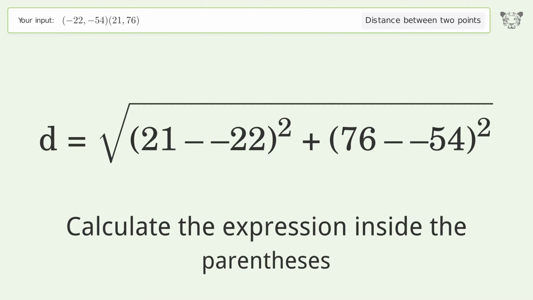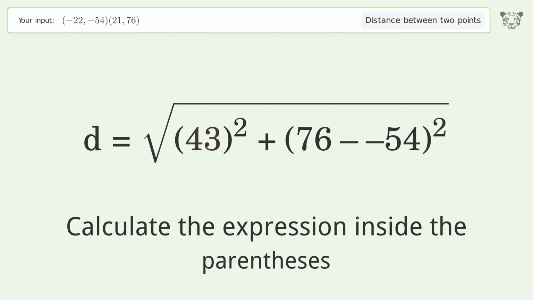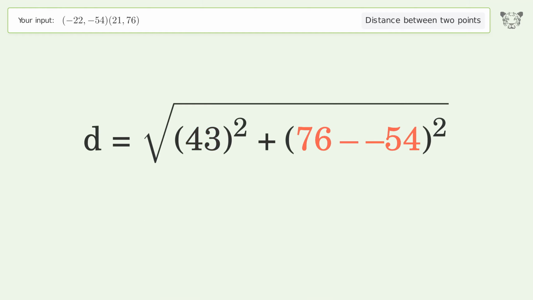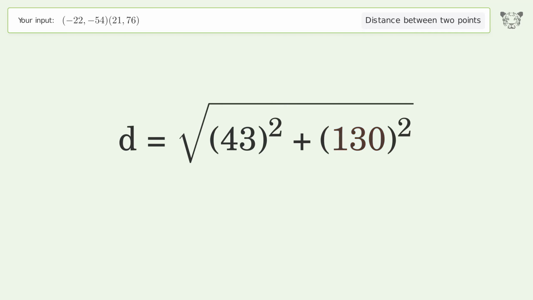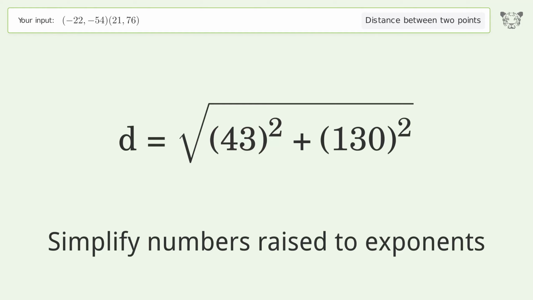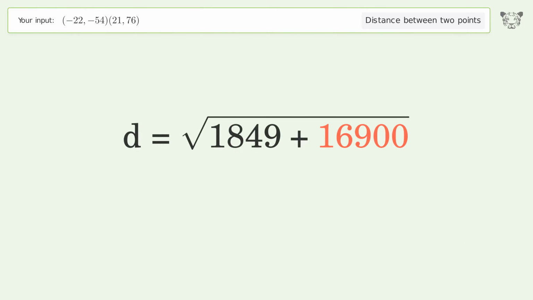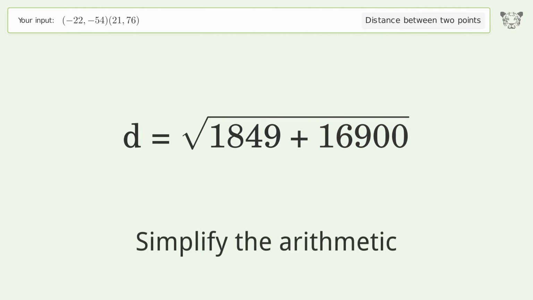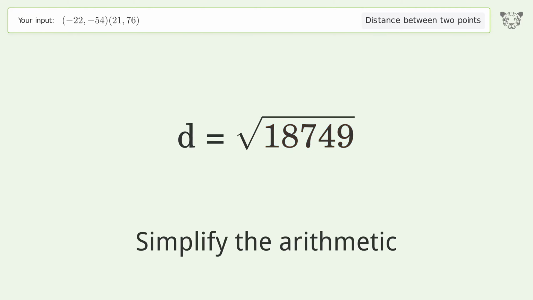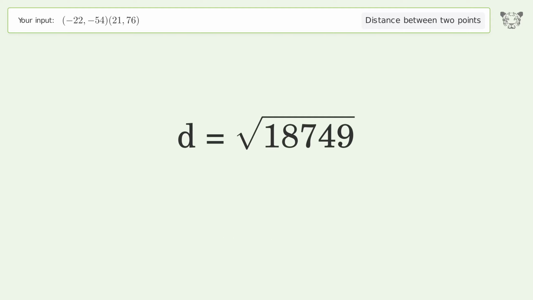Calculate the expression inside the parentheses. Simplify numbers raised to exponents. Simplify the arithmetic. And so the distance between the 2 points is the square root of 18,749, or 136.927.